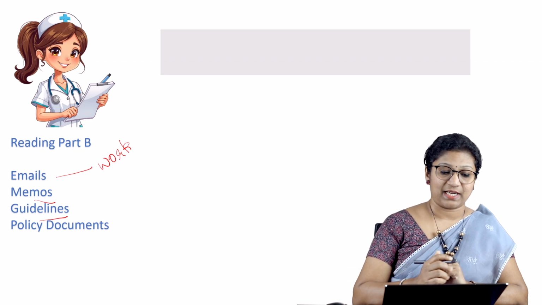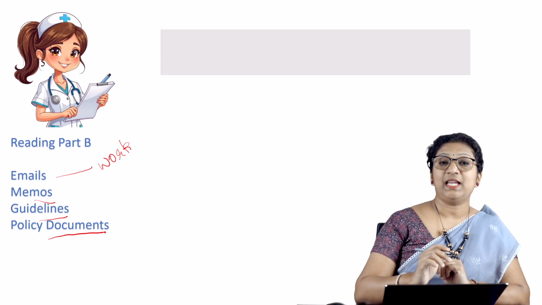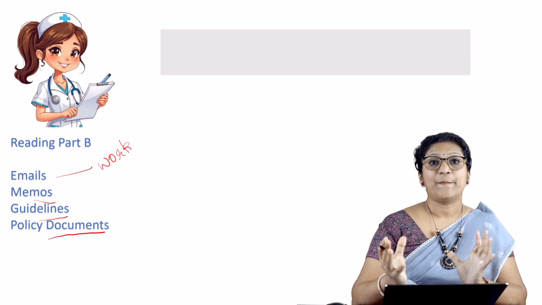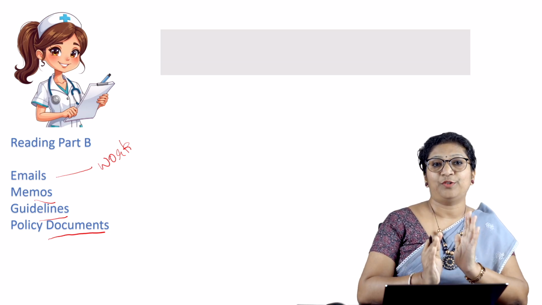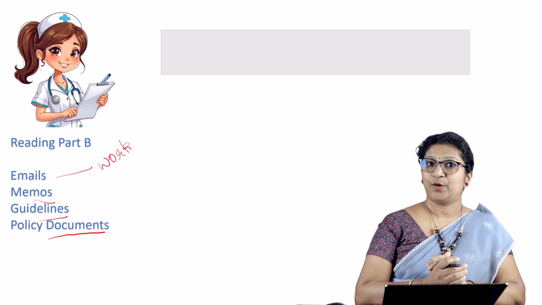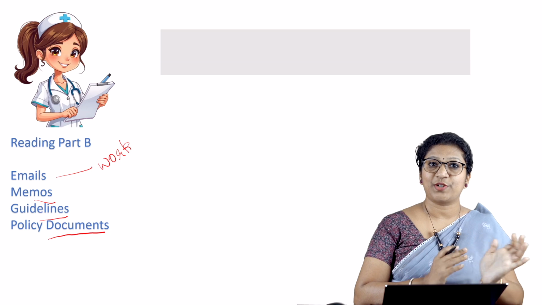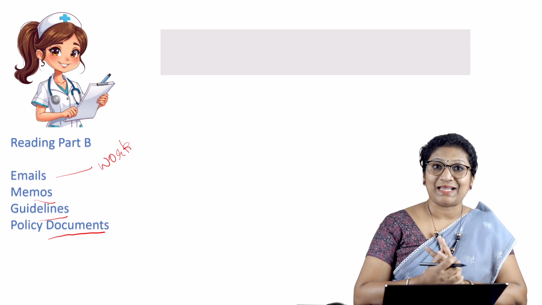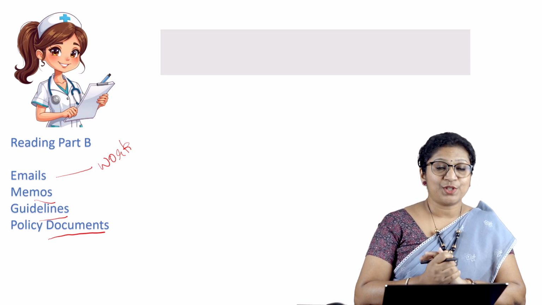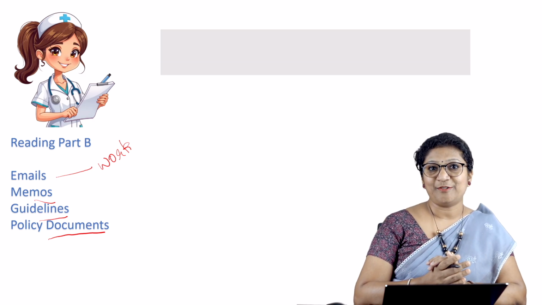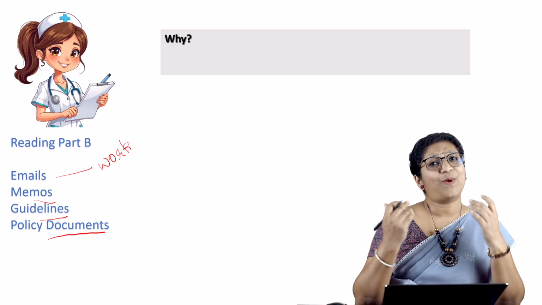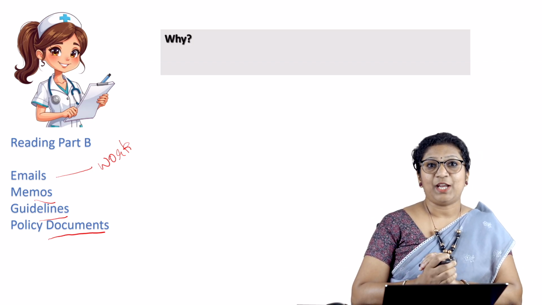Another type of extract are the policy documents. Again, these documents are long extracts, but you will be given only a part of it and referring to that small section, you have to solve the questions. So 1, 2, 3, 4: emails, memos, guidelines and policy documents are the different types of resources used in part B of reading. Now the next very popular question, why do we have a part B in OET reading?